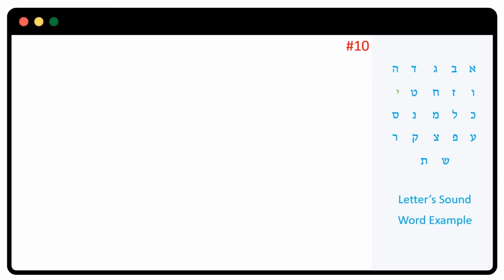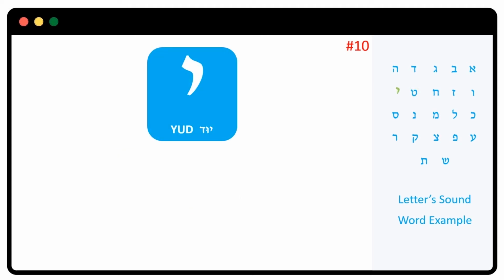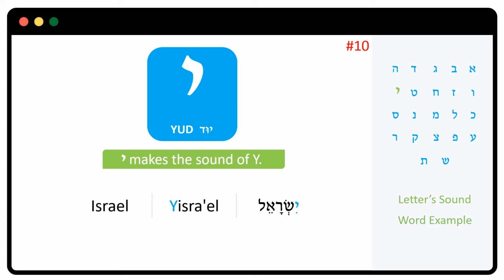Letter number 10. Yud. The letter Yud, sometimes people call it Yod. Why? I have no idea. But whatever, everyone, the letter Yud makes the sound of the letter Y. Like in the name Yisrael. The name Israel starts with the letter Yud. Yisrael.